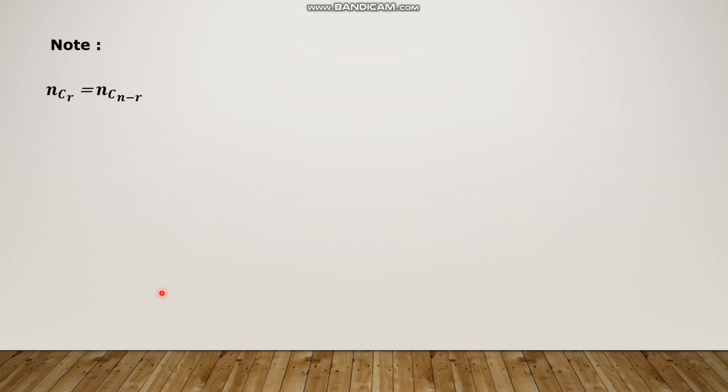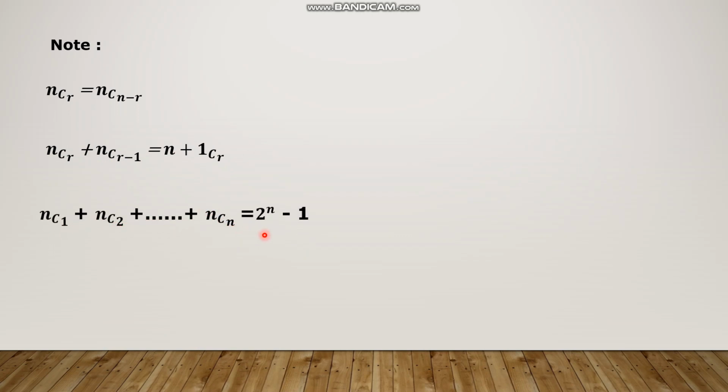Now we should note this. nCr and nC(n minus r) are both the same. That means selection of r objects or rejection of the other objects other than r are both the same. nCr plus nC(r minus 1) is always equal to (n plus 1)Cr. This is one of the important formulas in combination. nC1 plus nC2 and so on up to nCn will always be equal to 2 power n minus 1. nPr is always equal to r factorial into nCr.